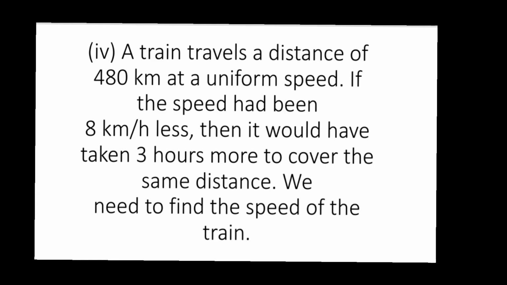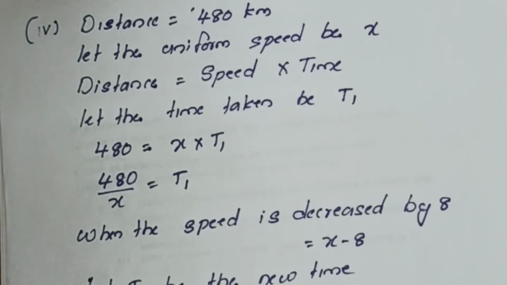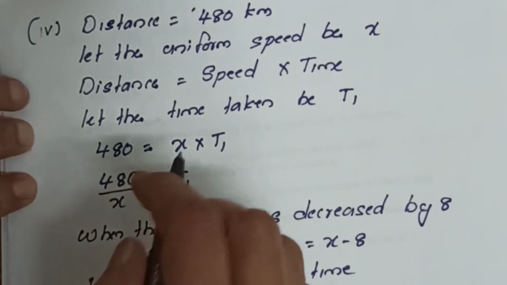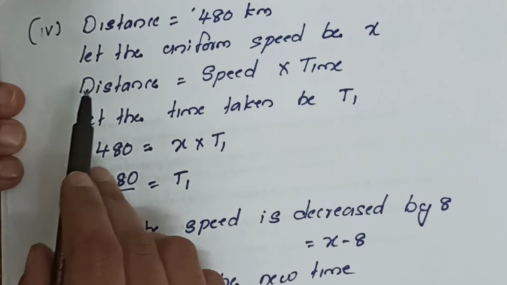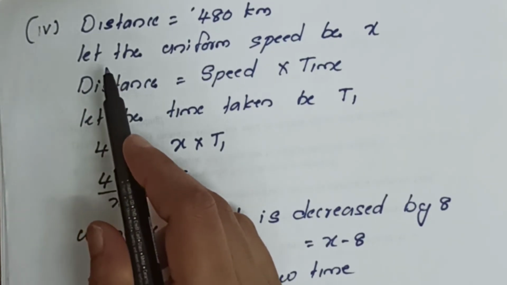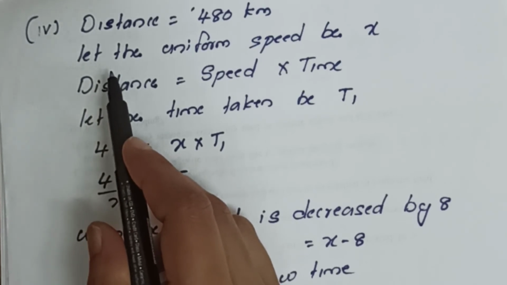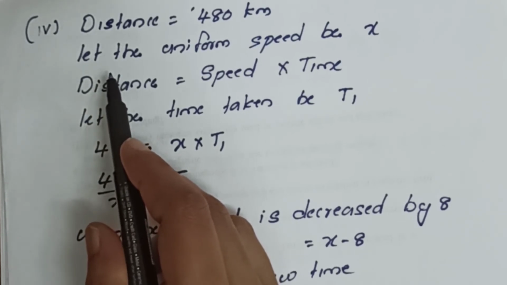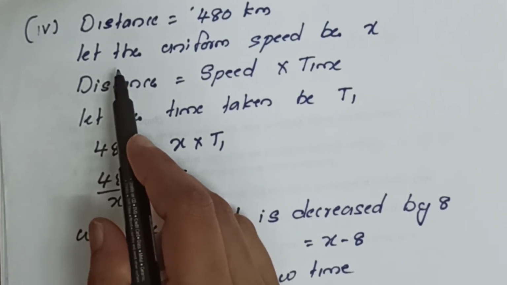A train travels a distance of 480 km at a uniform speed. If the speed had been 8 km per hour less, then it would have taken 3 hours more to cover the same distance. We need to find the speed. Now, here the distance is 480 km. It is given that if the speed had been 8 km per hour less, then it would have taken 3 hours more to cover the same distance.